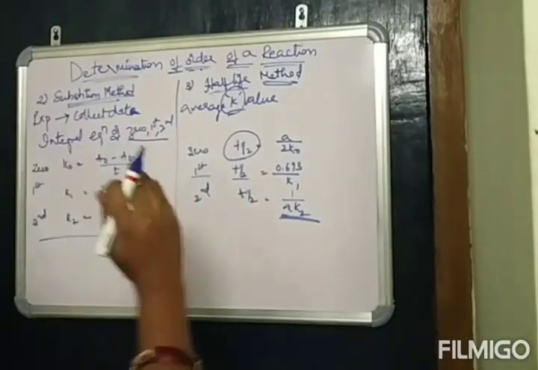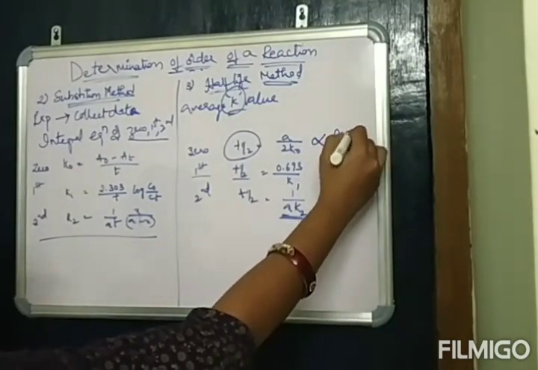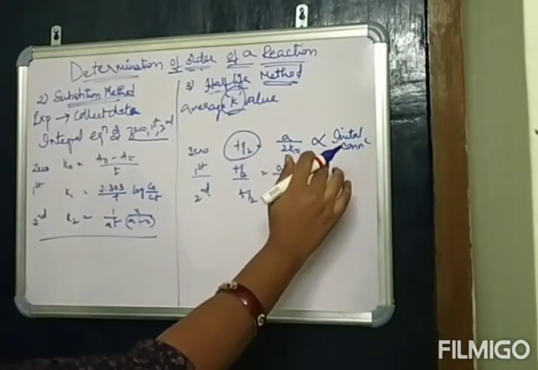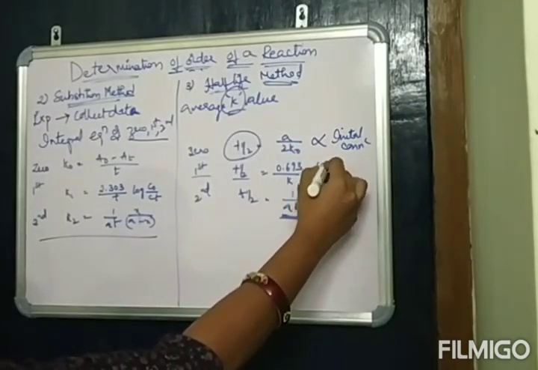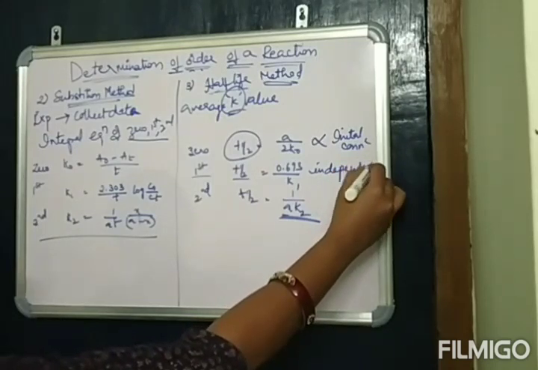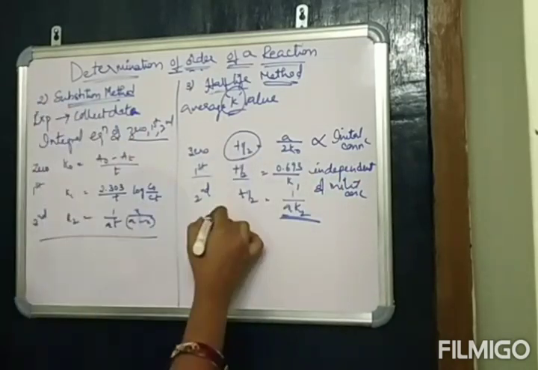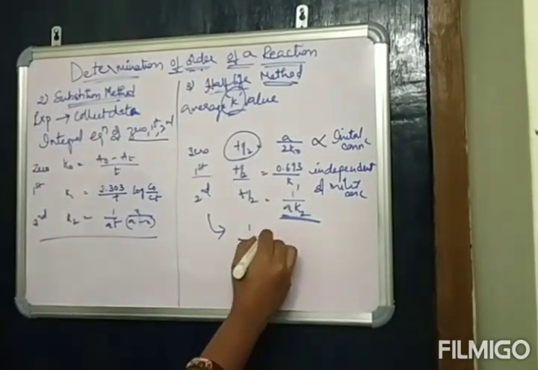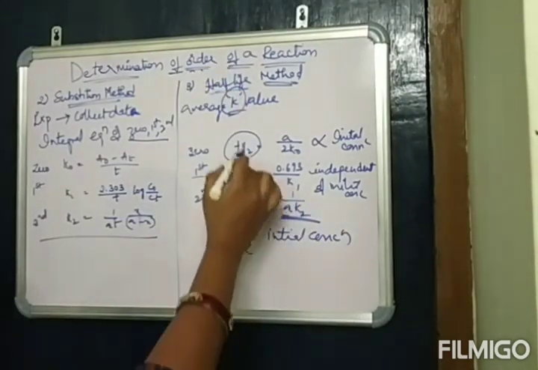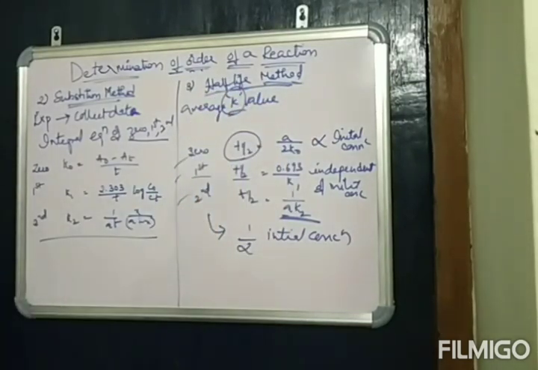From this half-life equation, for zero order the t-half is directly proportional to initial concentration, and for first order the t-half is independent of initial concentration, and for second order the t-half is inversely proportional to initial concentration. By this half-life method we have to find out whether it is zero, first or second order.